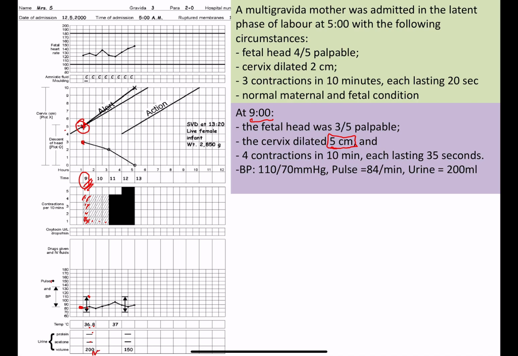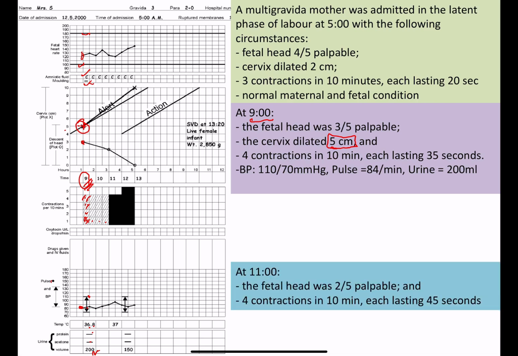So this is the way it has been plotted, and you can see the fetal heart sound was 120, so it is in the normal range, right? And the amniotic fluid was quite clear, the membrane was already ruptured, there was no molding, so it seems like it has a very good start of the labor.